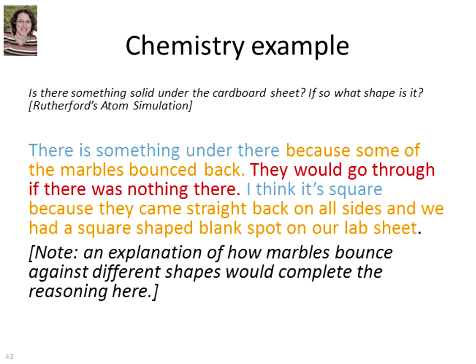And the student made a claim, there is something under there, and they made a second claim later on that I think it's square. And then there's something under there, and here's the evidence. Some of the marbles bounced back, they would go through if there was nothing there. That's the reasoning. I think it's square because they came straight back on all sides, and we had a square-shaped blank spot on our lab sheet. They were drawing where the marble had bounced. And they could finish out their reasoning right here, which they didn't, but that's okay, with an explanation of how marbles bounce against different shapes.